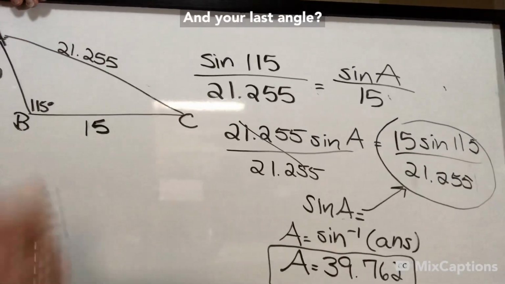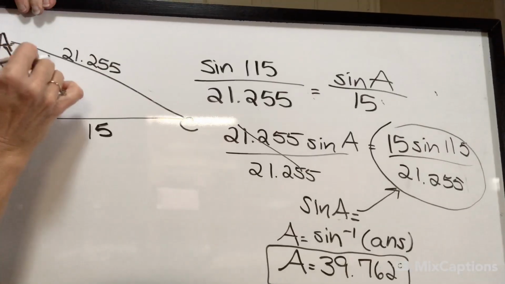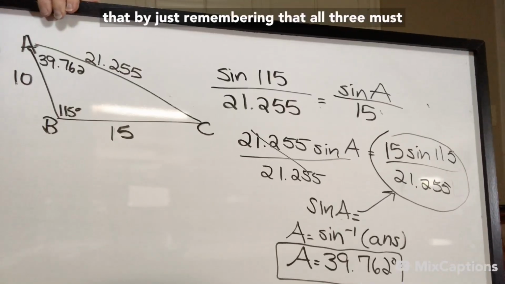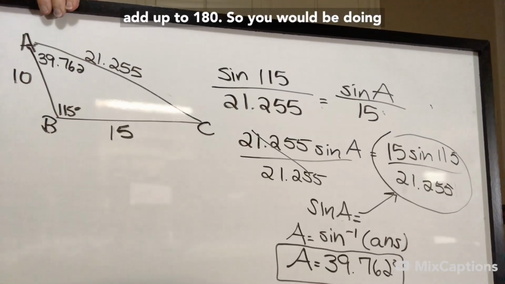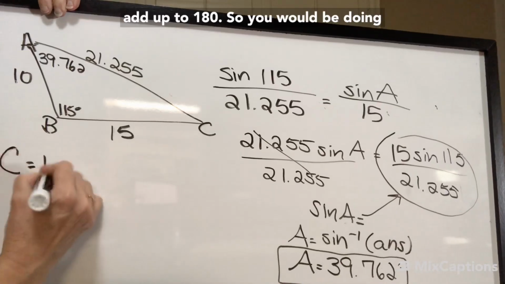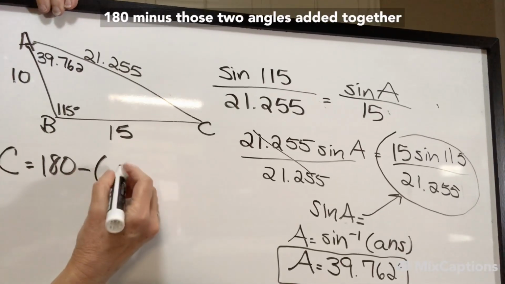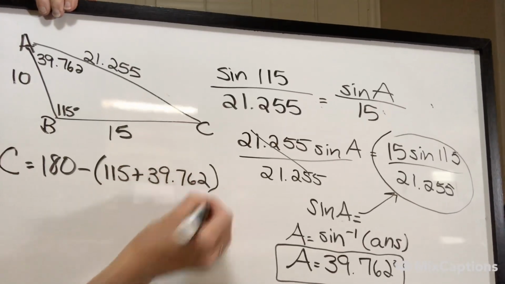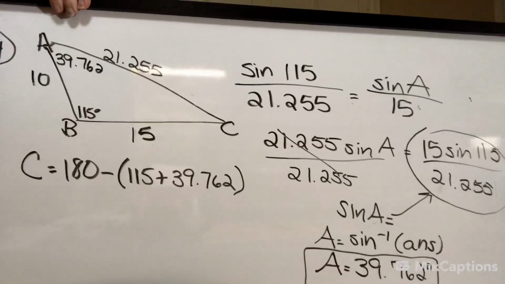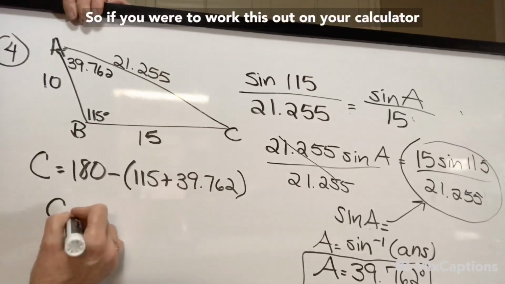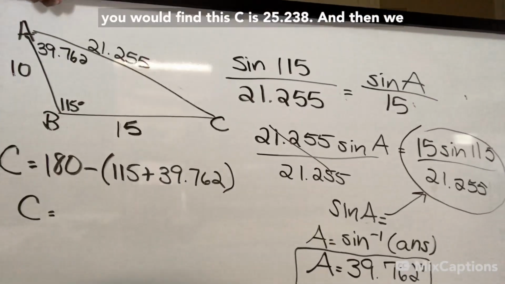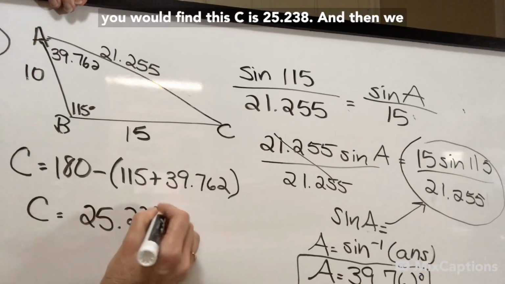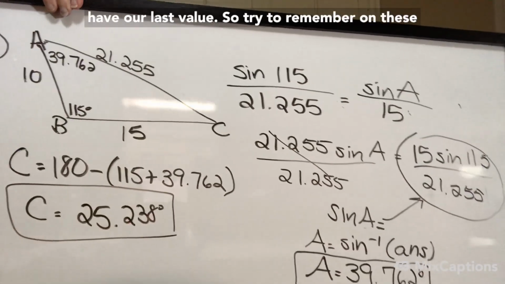And your last angle, the smallest one, would be C. You would find that by just remembering that all three must add up to 180. So you would be doing 180 minus those two angles added together, 115 plus 39.762. So if you were to work this out on your calculator, you would find that C is 25.238. And then we have our last value.